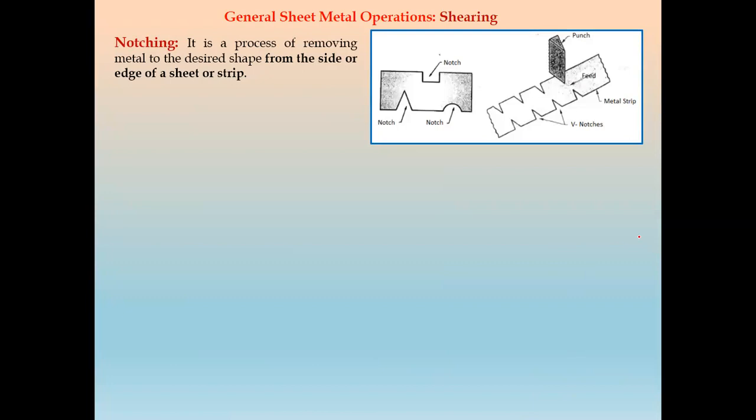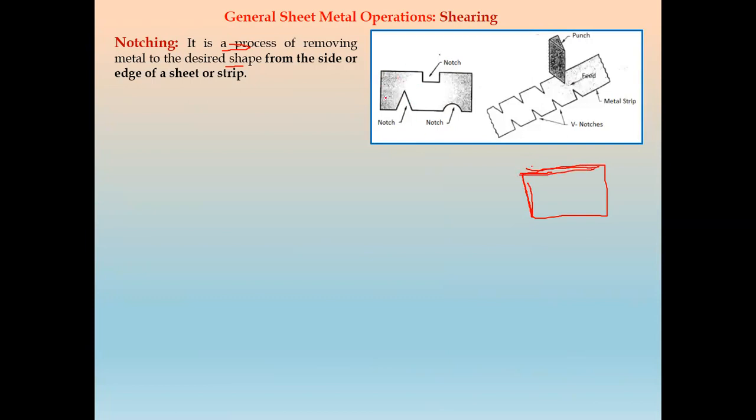So notching is a process of removing metal to a desired shape from the side or edge of the sheet or strip. So if you see, this is the sheet. Now from that sheet, we do operations on the edges, on any edge.